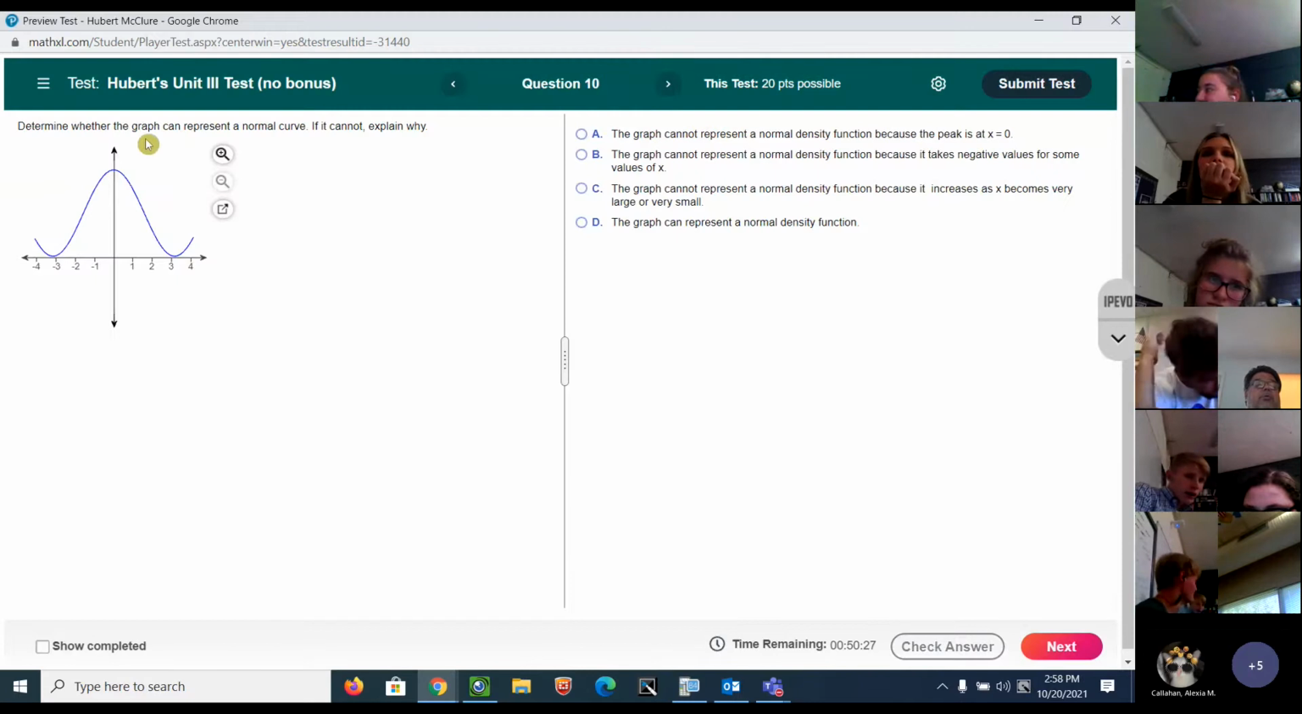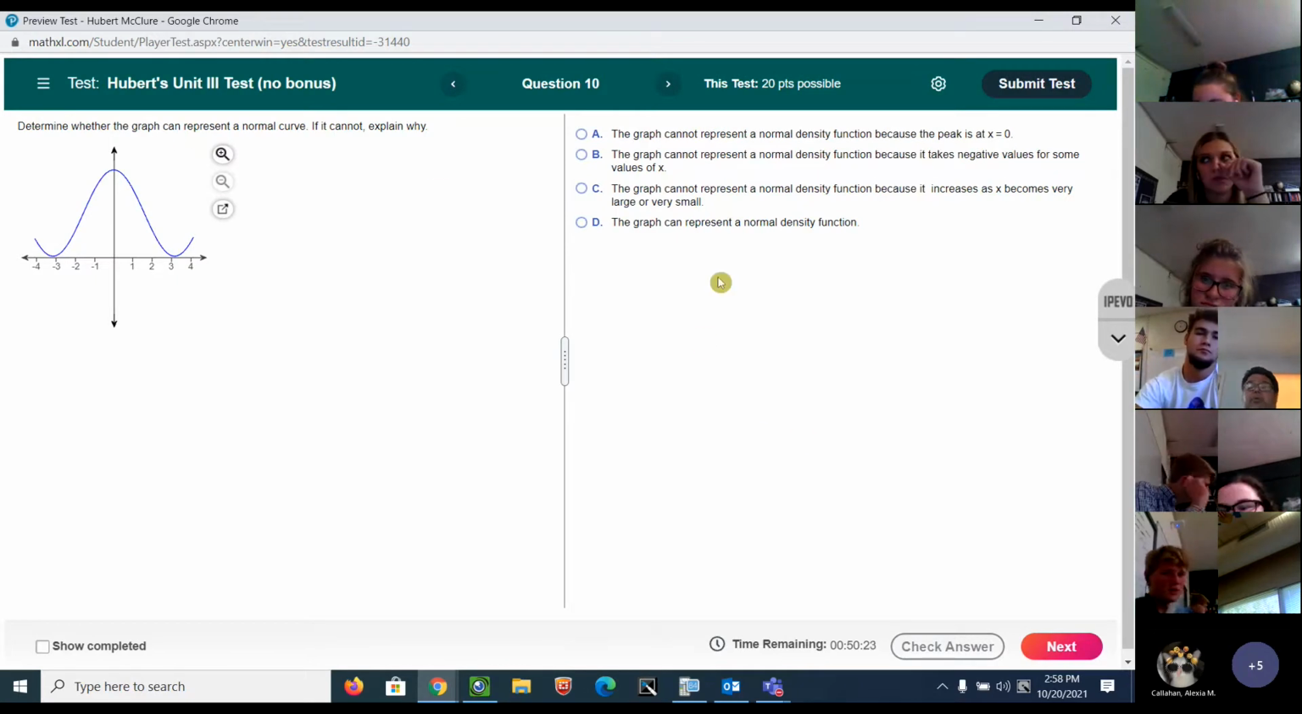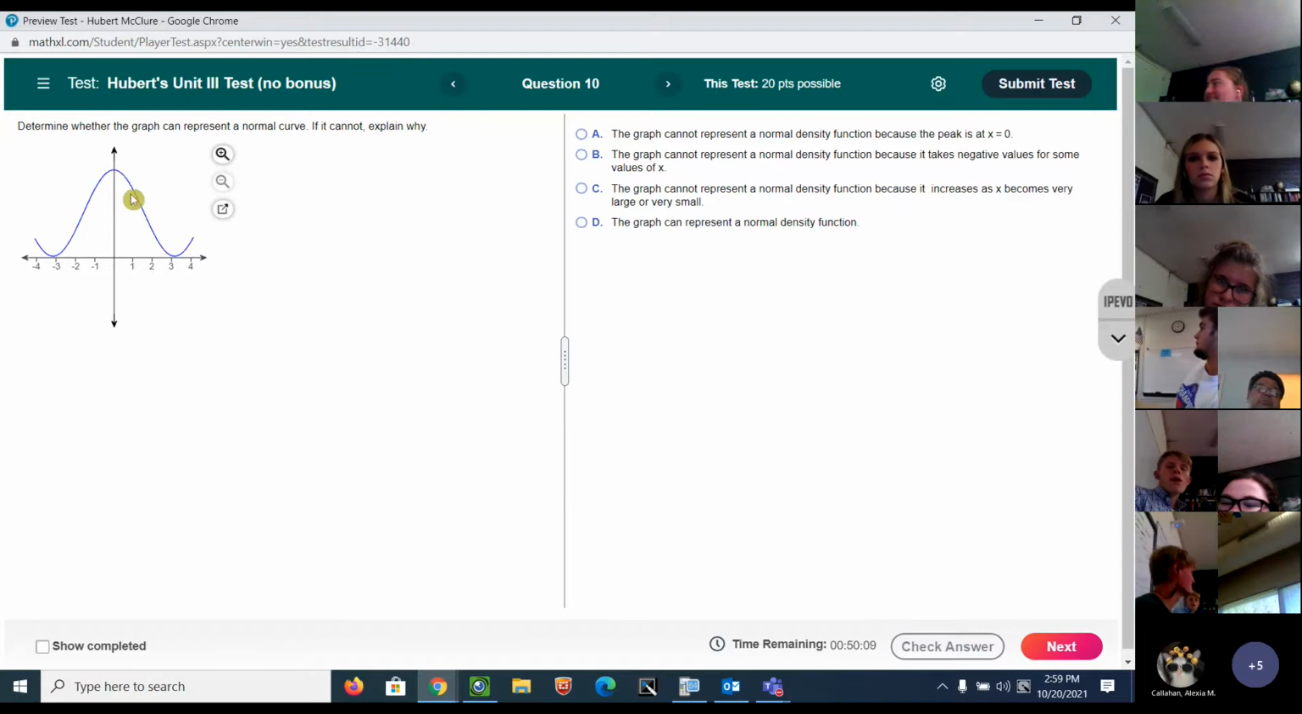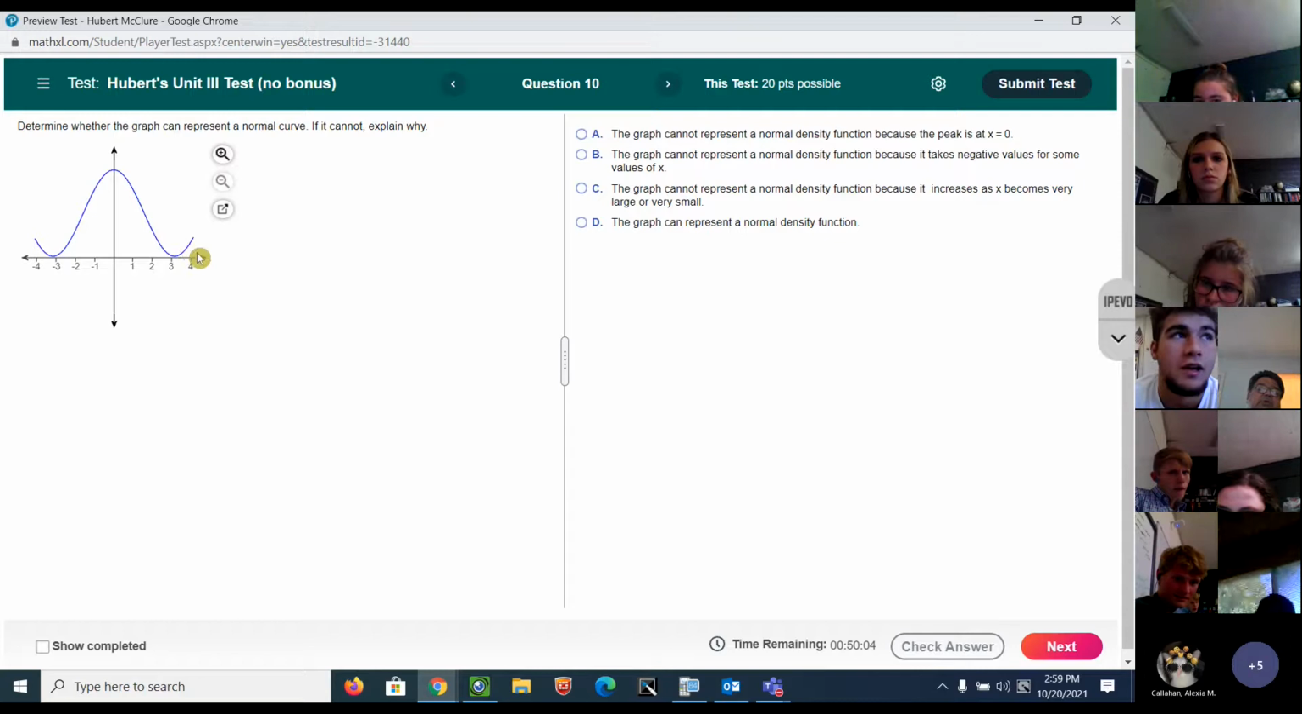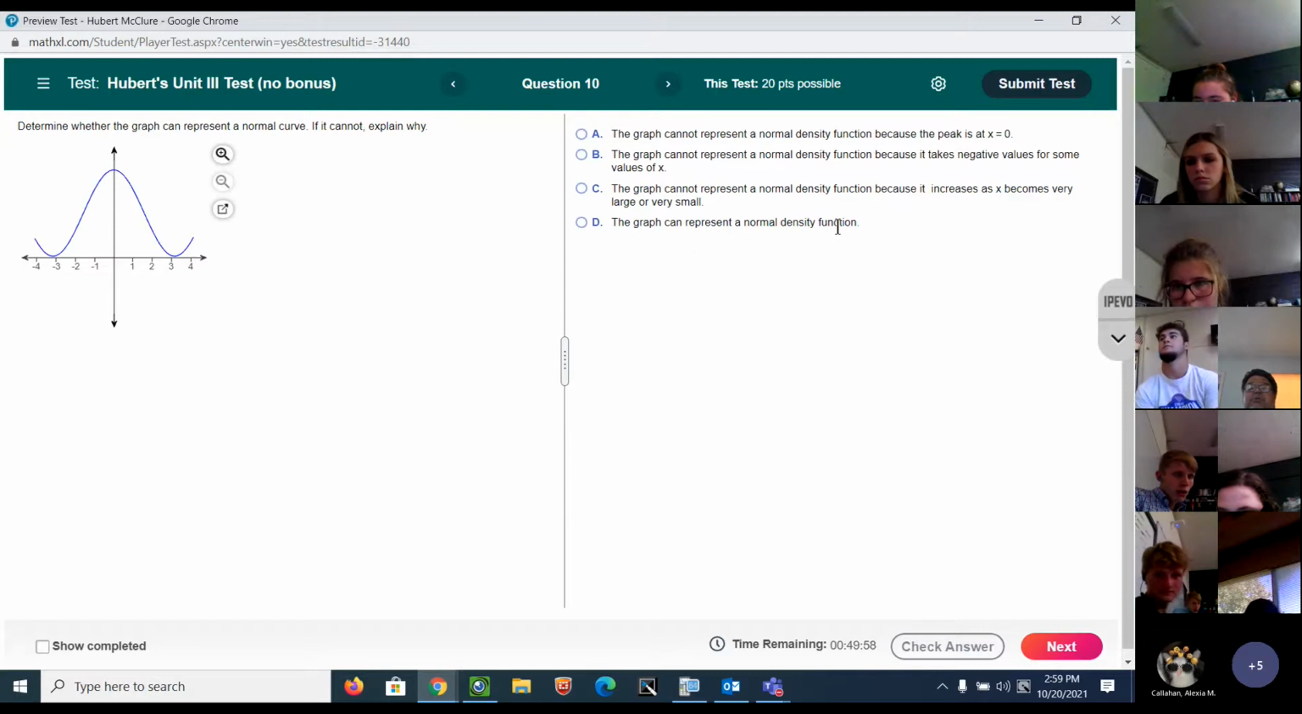All right, determine whether the graph represents a normal curve. Yes. Somebody tell me why. I'm not going to read all that. It's dadgum symmetrical for one reason. Now, wait a minute. They may say it's not because of these 2 tails, but it looks like to me it's a normal curve. I don't know if they like these tails. Let's see. The graph can represent a normal density function. I say that's a possible answer.